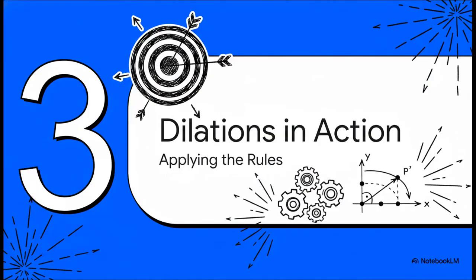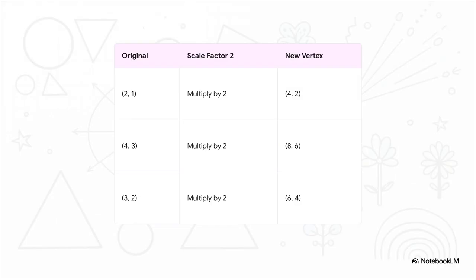All right, section 3, dilations in action. Let's actually apply these rules and see them work. Okay, let's get our hands dirty with example 1, enlarging triangle A. We've got our original vertices plotted, and our mission here is to perfectly double the triangle's size using a scale factor of 2. All we do is multiply the x and the y of every single coordinate by 2.